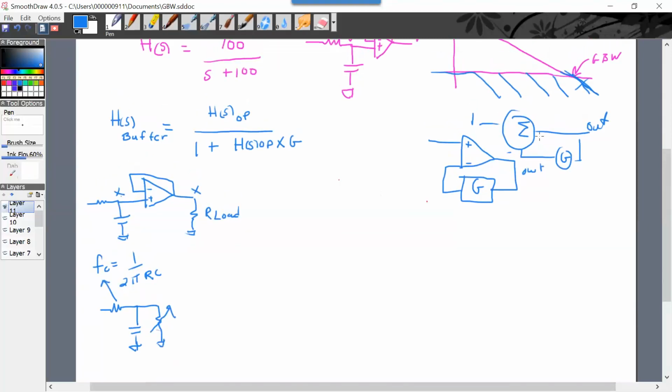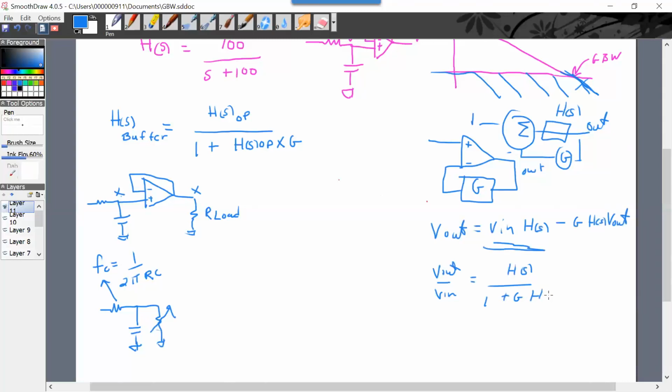Okay. Fortunately, there should have been an H(s) box here. So then V out equals V in times H(s) of the op amp, the internal part, minus G H(s) V out. And then when I solve for V out over V in, that's where I get H(s) over 1 plus G H(s). In this case, because the buffer is V out equals V in, G is 1.